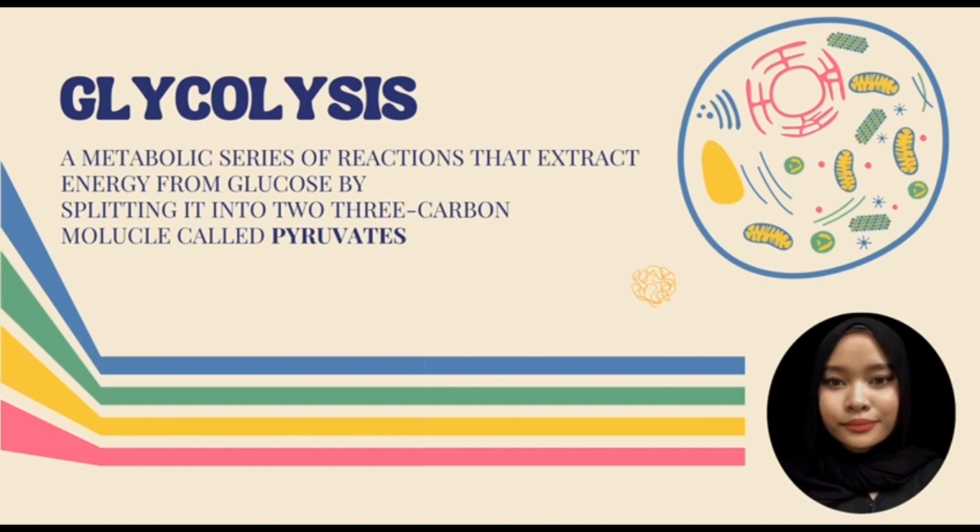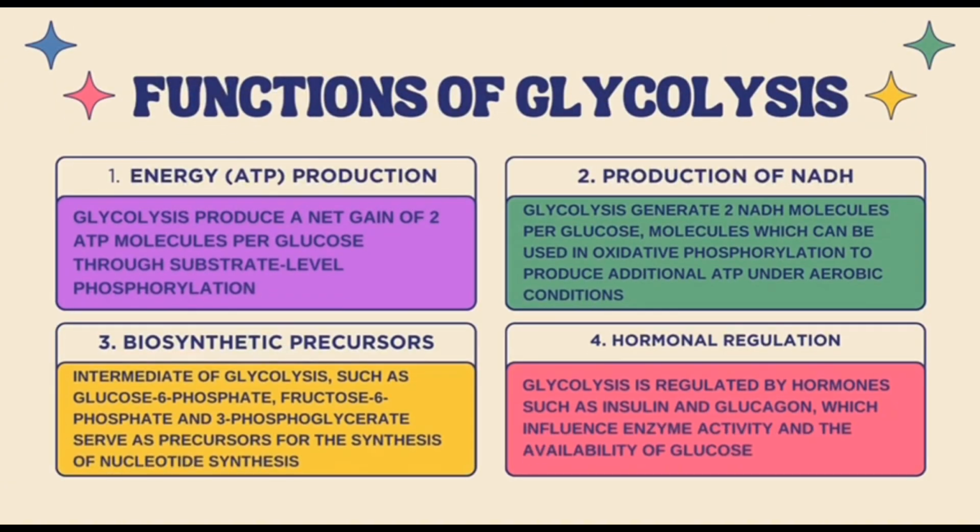Glycolysis is a metabolic series of reactions that extract energy from glucose by splitting it into two 3-carbon molecules called pyruvate. Moving on to the functions of glycolysis. The first function is energy production. Glycolysis produces a net gain of 2 ATP molecules per glucose through substrate-level phosphorylation.